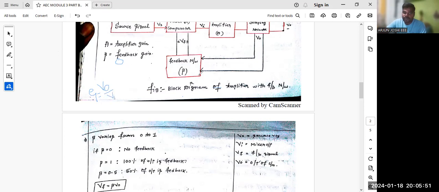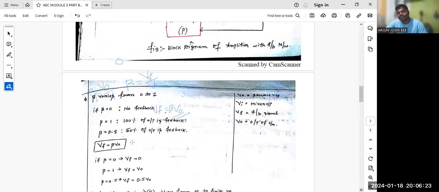Here, what is the output for this feedback? I'm not going to calculate A. Here, I need beta, which is the feedback gain. What is the output voltage for beta? Vf is the output voltage. Vf divided by V naught. What will come? Vf is equal to beta V naught.